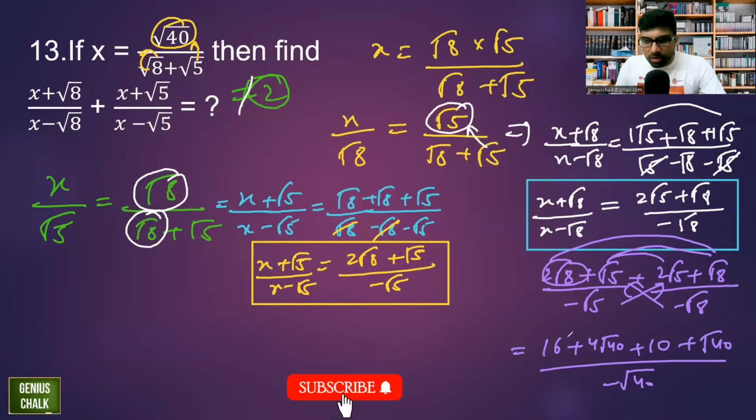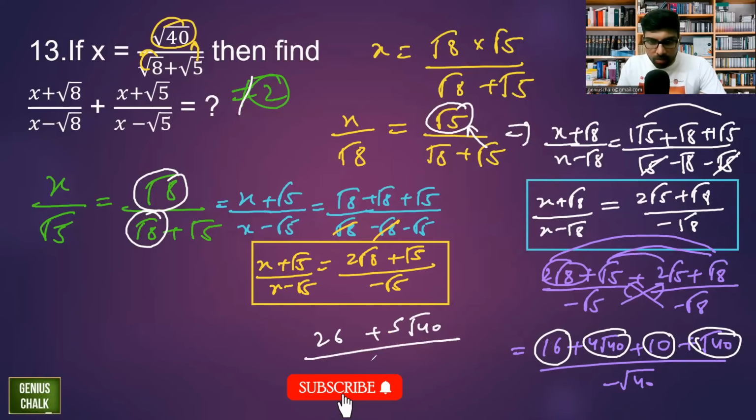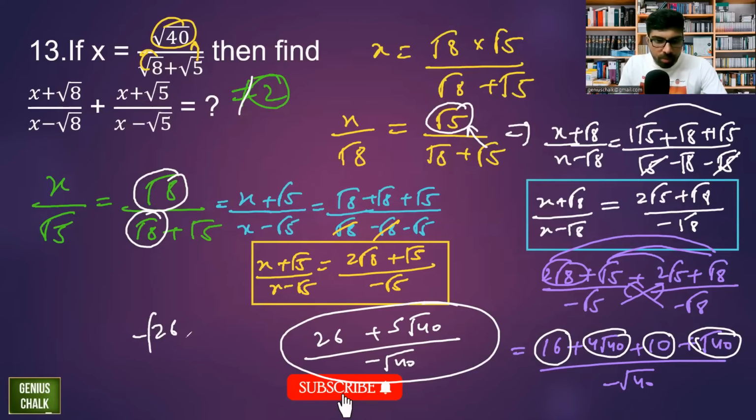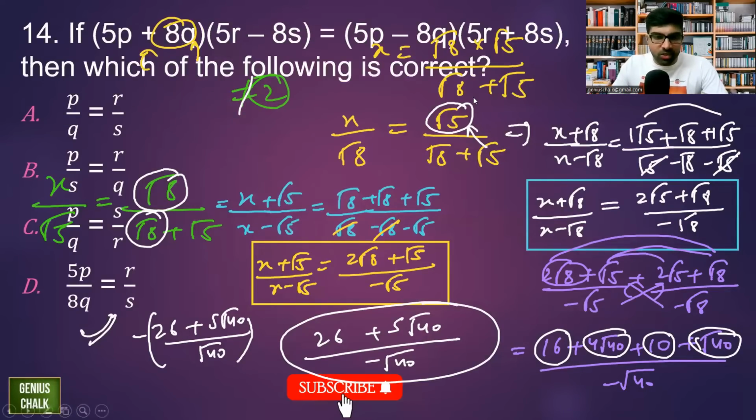This is how much? 16 plus 10. That is 26. And 4 root 40 plus 1 root 40. It is 5 root 40. And this minus is already there. So this is my final answer. You can take this minus common. Minus 26 plus 5 root 40 by root of 40. So this is my final answer in this case. So please don't forget to solve this question if this question comes in this form. Okay, don't write the answer as 2.